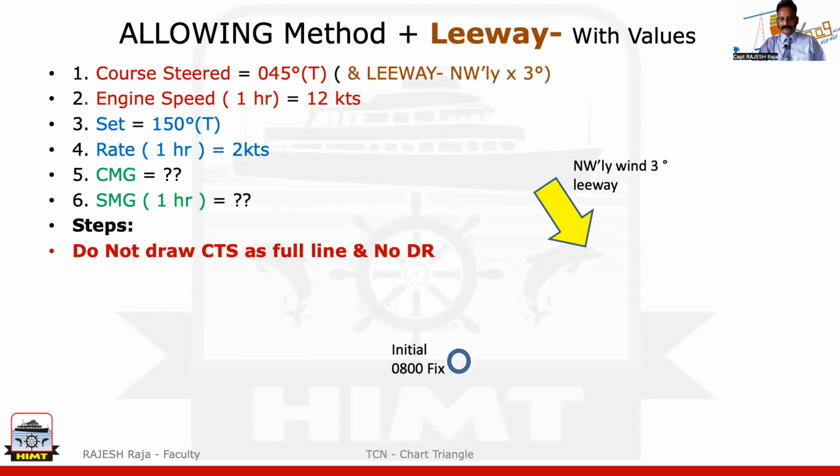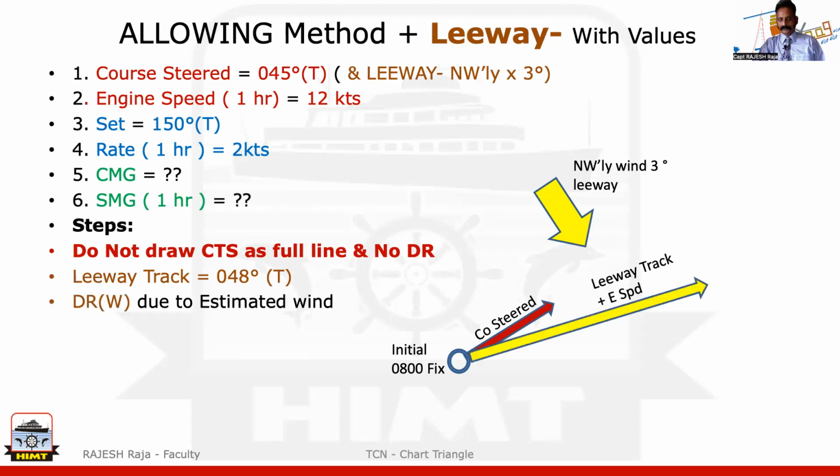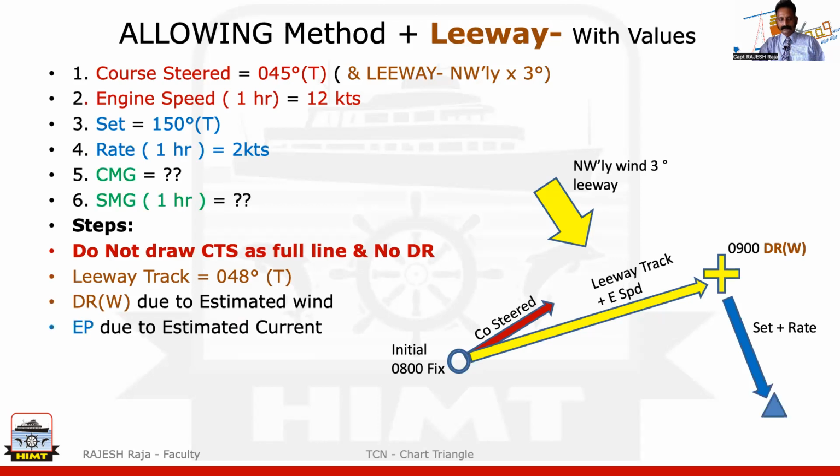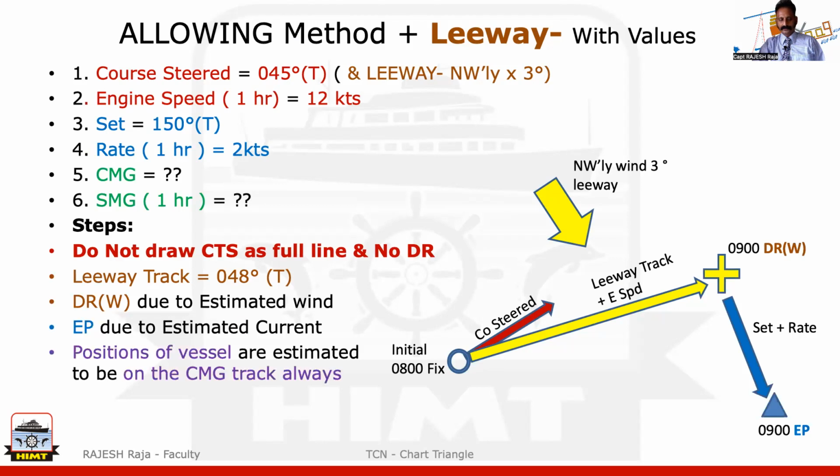Please start with the initial fix. Draw a small CTS. Do not draw the full line. Do not draw the DR on the CTS track. Please draw the leeway track as 048 because I've given you values. Finish with 12 nautical miles. You will come to DRW. Apply 150 and 2 knots here. So you'll arrive at the estimated position.